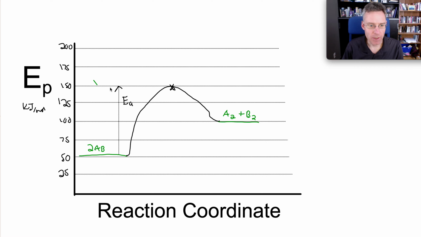So it's going to 150, started at 50. So this would be 100 kilojoules would be our activation energy. What is our enthalpy change? Well, it's from the beginning to the end. So we started at 50. We went to 100. This is our change in enthalpy.